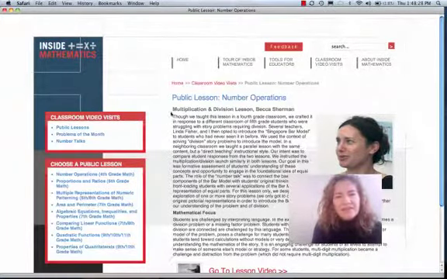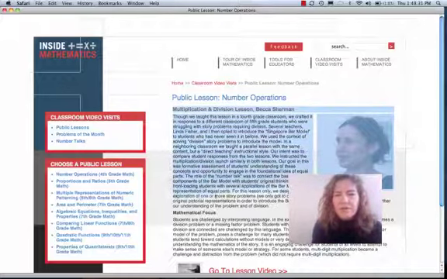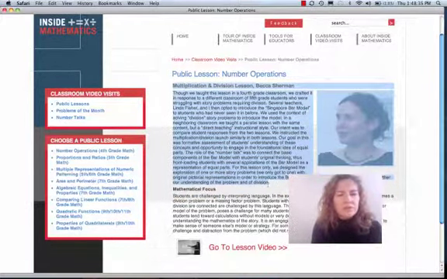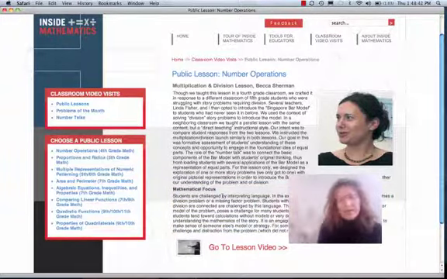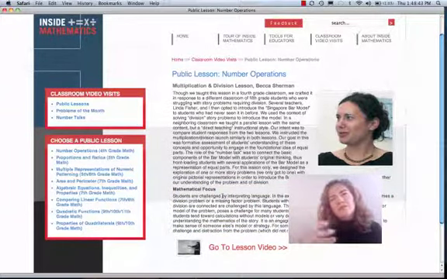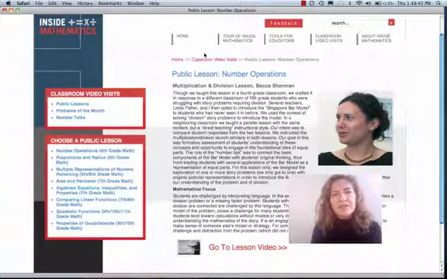And again, she sets the context for this. You know, how did she and her colleagues develop this lesson? What was their rationale? And what's that mathematical focus of this lesson? So you can basically go back and forth between these materials and see what was the rationale that she and her colleagues used to develop this learning opportunity for their students.